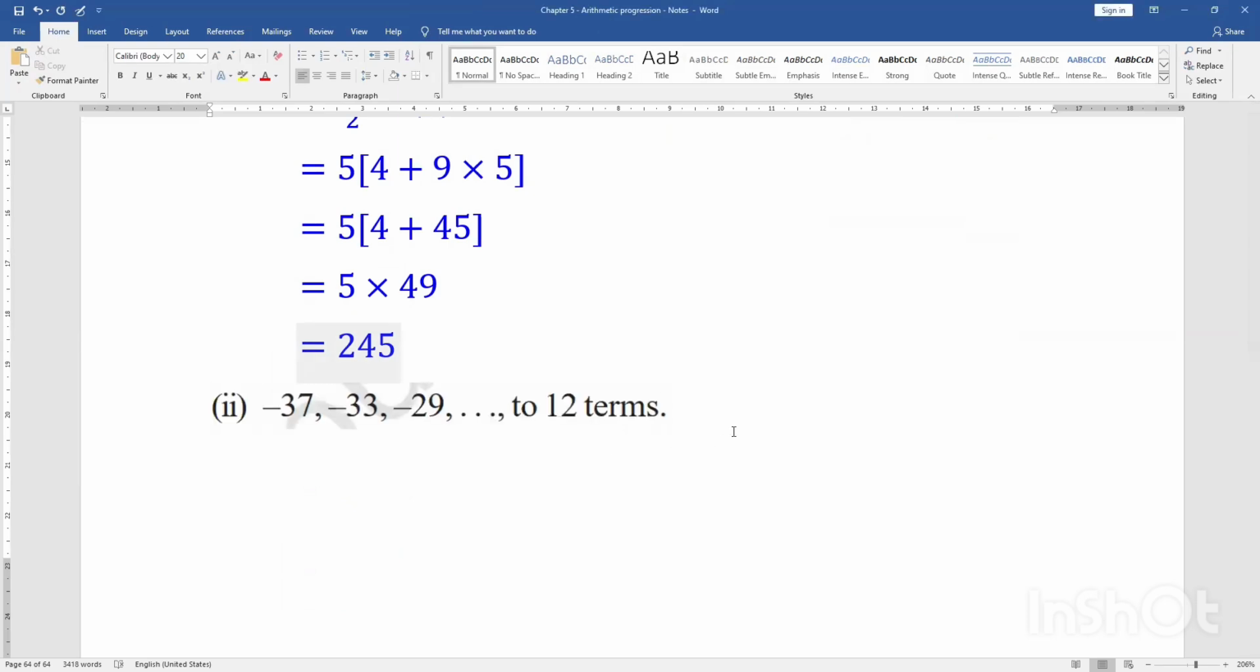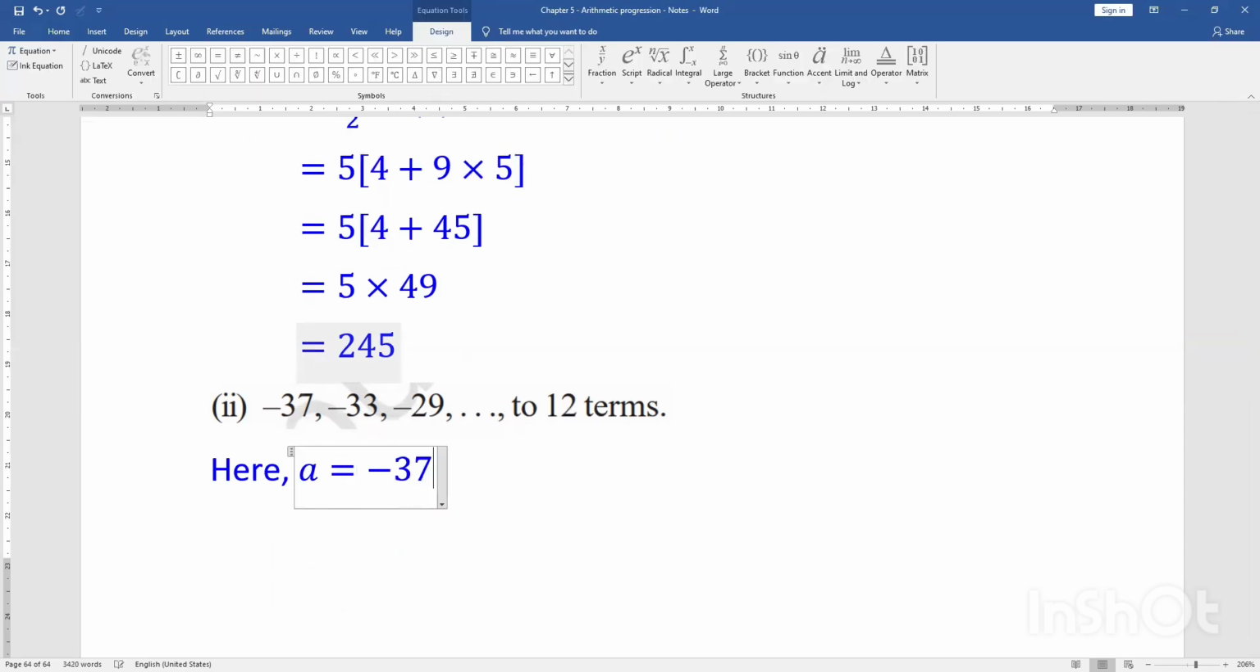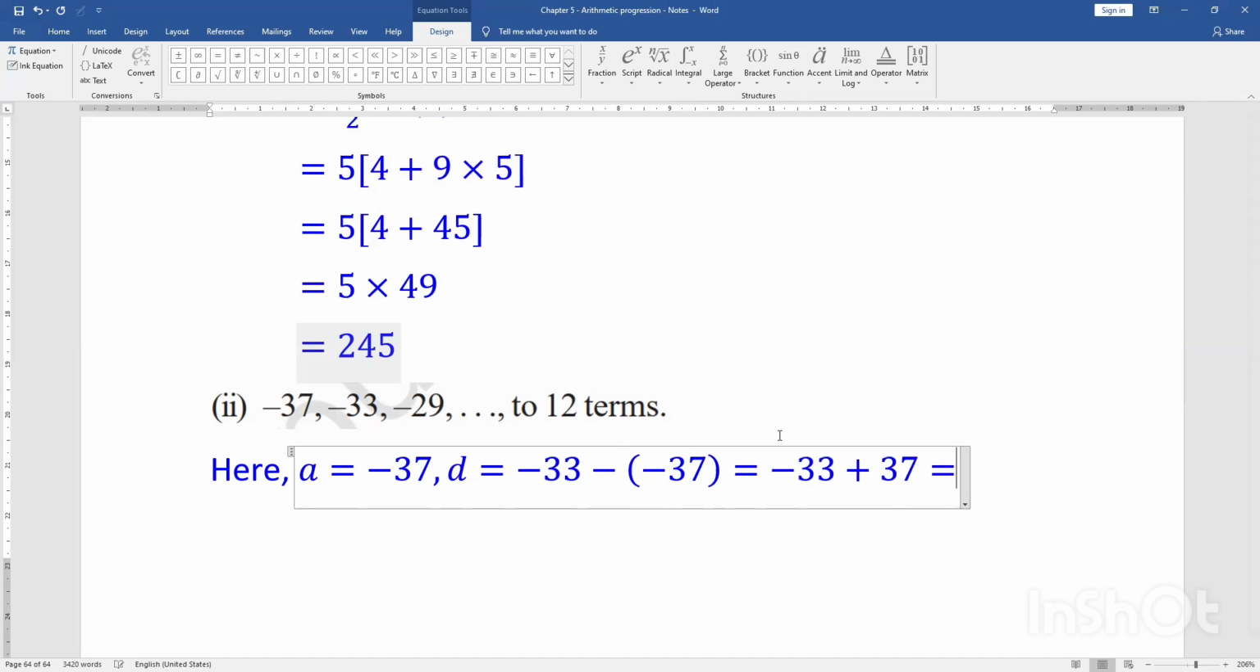So we have minus 37, minus 33, minus 29, so on to 12 terms. Okay. So here we have a is equal to minus 37, d is equal to minus 33 minus of minus 37. That is second term minus first term. And note that we have used brackets. Whenever you come across a negative sign, make sure that you use brackets. And then what we get? Minus 33, minus of minus will become plus. So plus 37, that will give you 4.